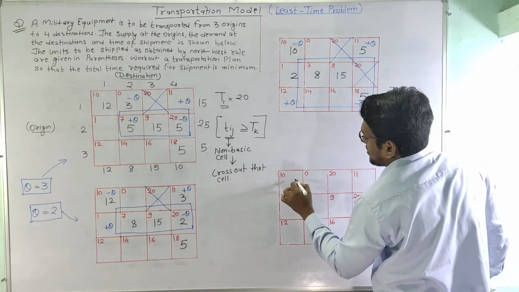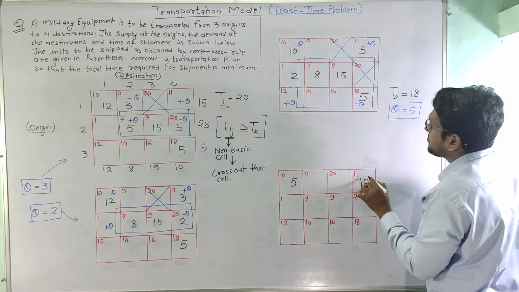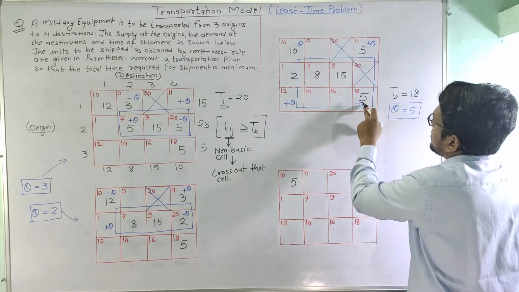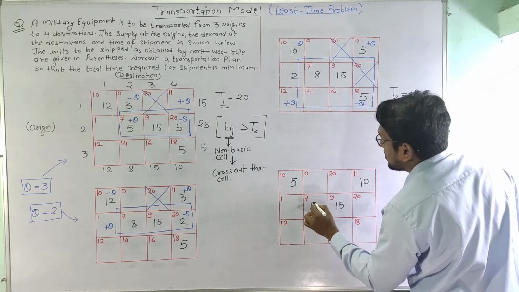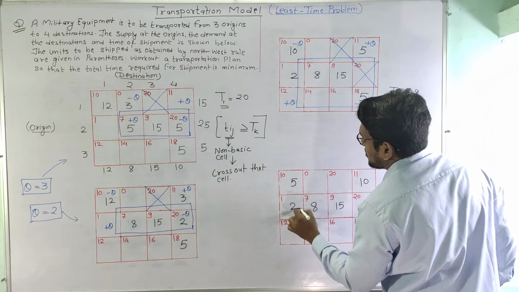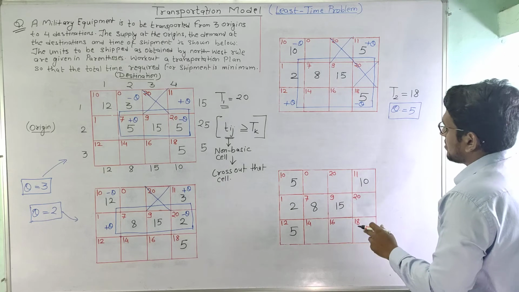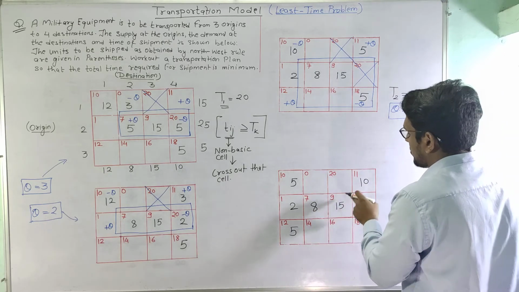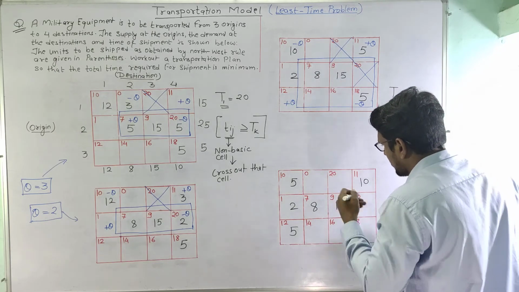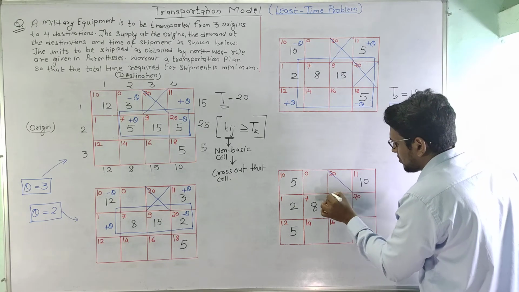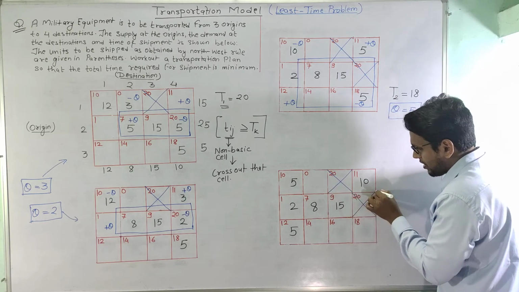We have 10 minus 5 is 5. Here 5 plus 5 is 10. Here 5 minus 5 is 0. Here it is 15. Here it is 8, and this is 2. This is plus theta, that means plus 5. Okay, so we have a total of 6 allocations. Okay, and these two cells are already crossed out.